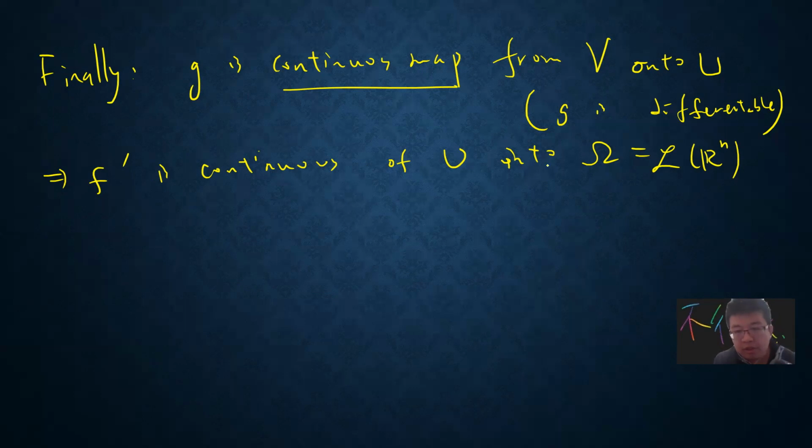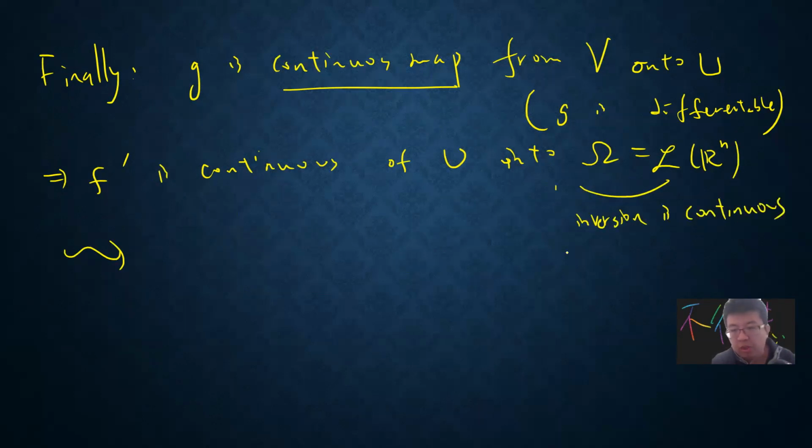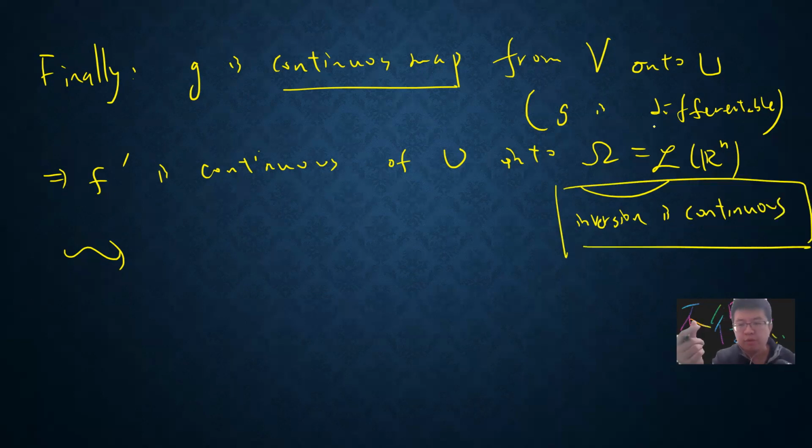Okay, and this inversion is continuous. This is how I also prove it. Basically, if you want to invert a matrix, if you use Cramer's rule, then you only consider determinants, which are all polynomial functions. So inversion is continuous. And also there's a previous theorem. Let's see what it is. Oh yeah, so this inversion is continuous, and f prime is continuous.